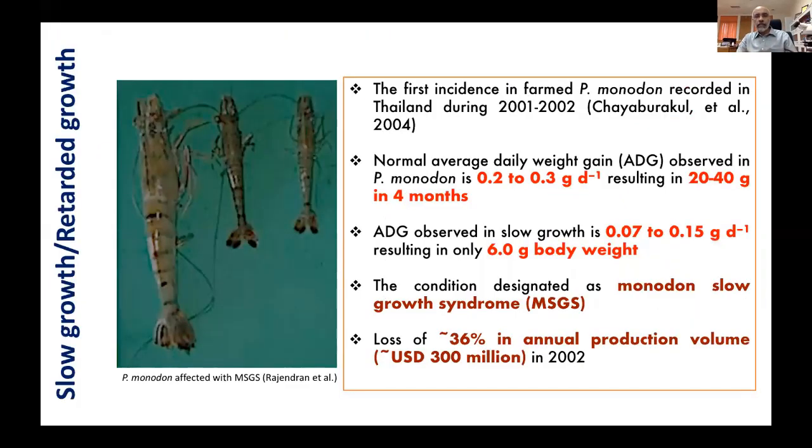If you look back, you can see here Penaeus monodon. This has been the dominant species across Asia, and especially in India, this is our native species, and we have been relying on it for ages. But you can see that in 2004, Thailand reported a slow growth syndrome, which they coined monodon slow growth syndrome, or MSGS. You can see the average daily growth, 0.07 to 0.15 gram per day, resulting in only 6 gram body weight in 4 months time. And you can see a normal growing animal, collected from the same pond.